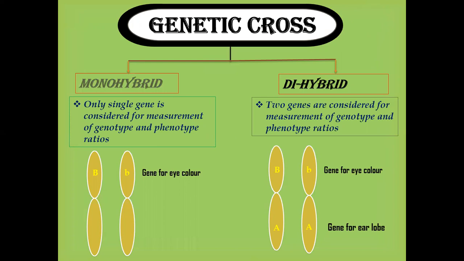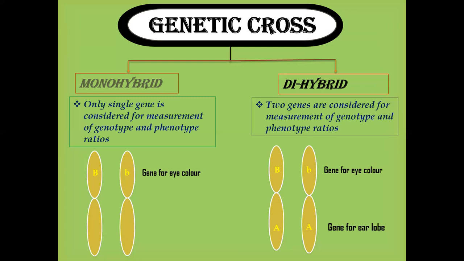Genetic cross may be a monohybrid cross or a dihybrid cross. In a monohybrid cross, we are considering a single gene. So in a cross of one generation, if a single gene is considered for the measurement of genotype or phenotypic expressions, this is called monohybrid cross. While in one cross, if we consider two characters, for example, the gene for eye color or the gene for earlobe, if we are calculating two characters at one time in one cross, this will be dihybrid cross.